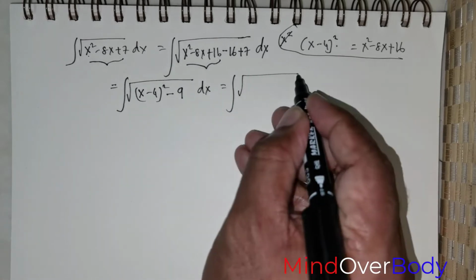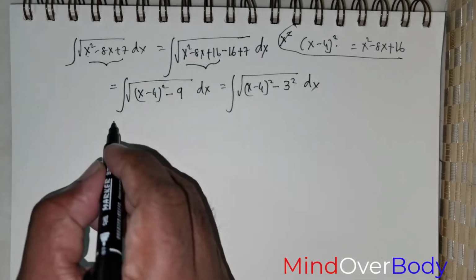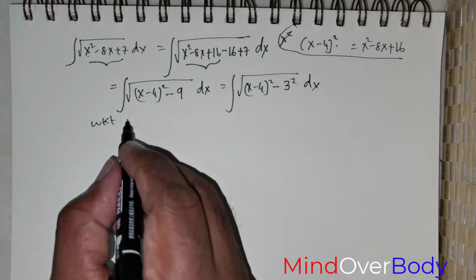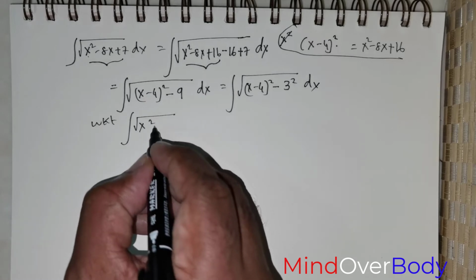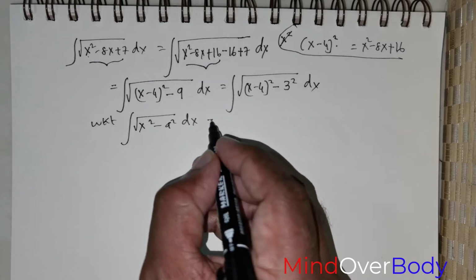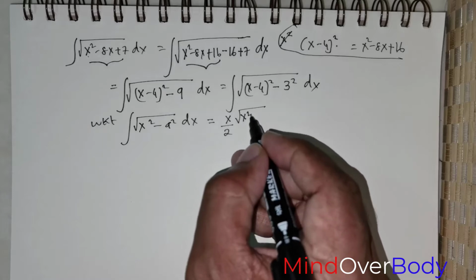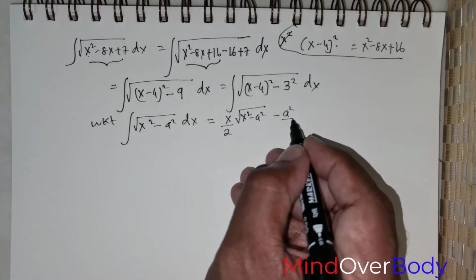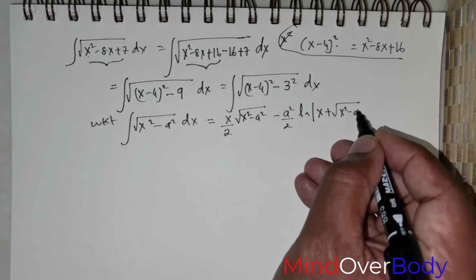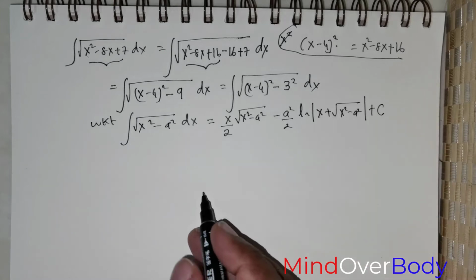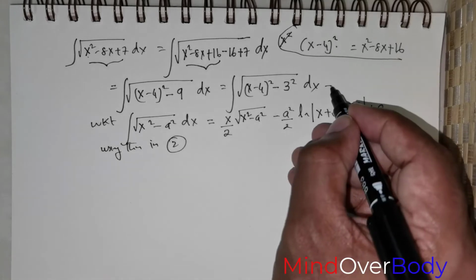Now this can be rewritten as root of (x minus 4) raised to the power of 2, minus 3 squared, times dx. Now this is very similar to the popular formula which we just saw a minute ago, which is the integral of root of x squared minus a squared times dx is equal to x over 2 times root of x squared minus a squared, minus a squared over 2 times ln of modulus of x plus root of x squared minus a squared, plus arbitrary constant C. So I will call this formula 2.